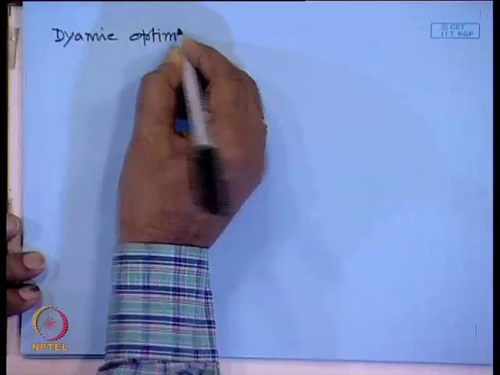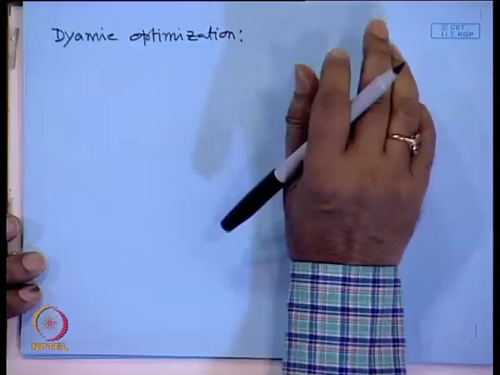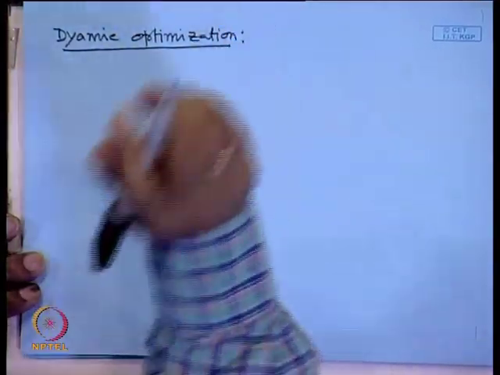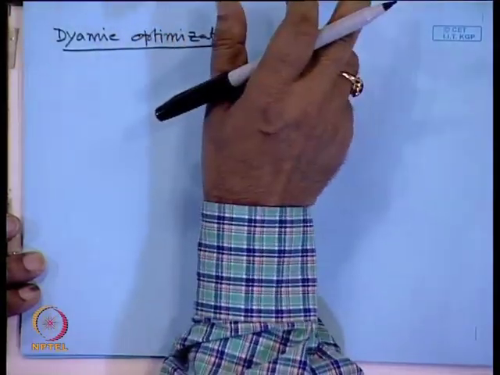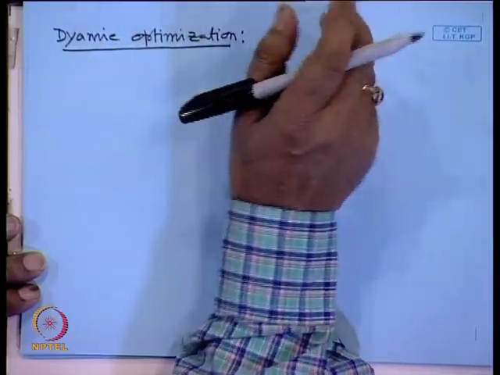Optimization. This is dynamic optimization, which is concerned with the design variables involved in the objective function. Those design variables are a function of time, and the time may be involved in the statement of the problem. That type of problem is called a dynamic optimization problem, and dynamic optimization problems are solved.